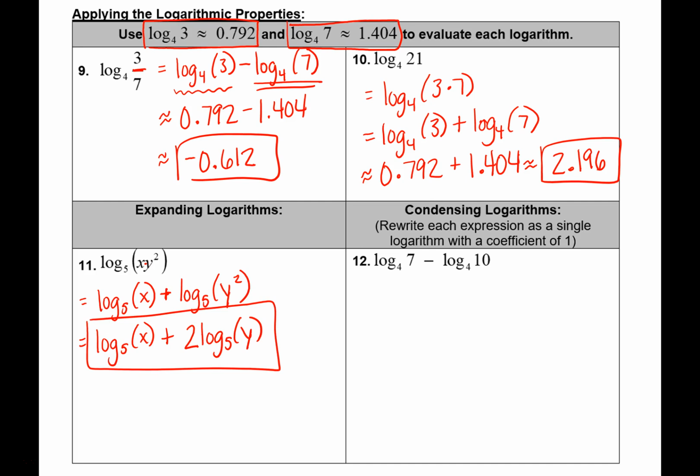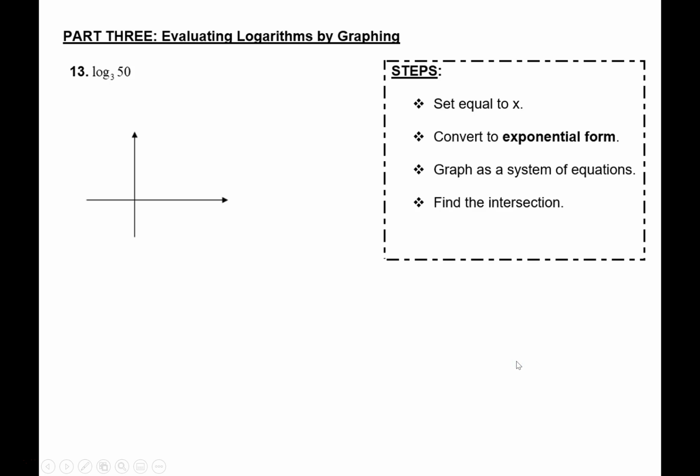We can do the opposite of that and combine as well. We have log base 4 of 7 minus log base 4 of 10. So if we have two logarithms with the same bases that are being subtracted, that means that's the quotient property. So we can say log base 4, and then our division is going to be the first number 7 divided by the bottom number 10. And that combines it all together into one logarithm base 4, which might help us if we were solving a problem, just to make the problem a little bit more simple to deal with.